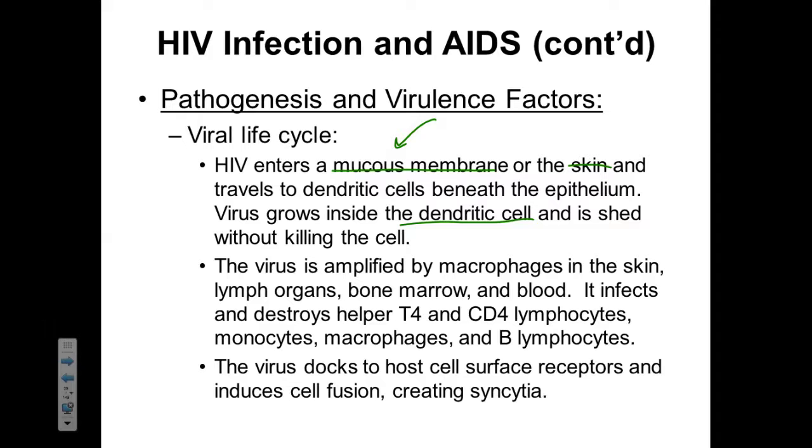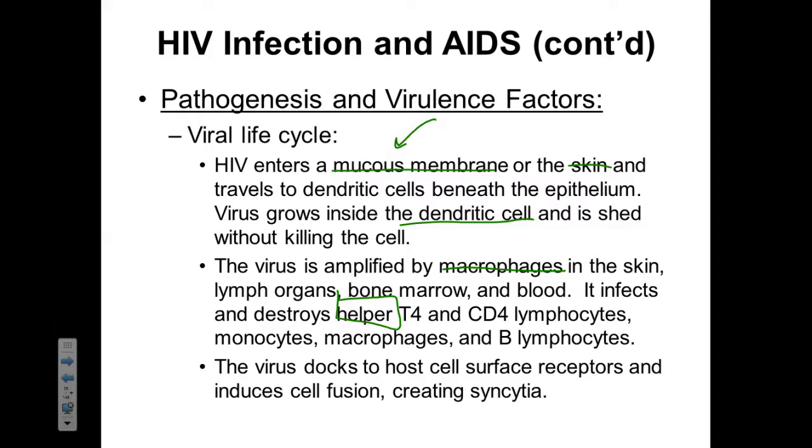As that virus is amplified, it's going to reproduce within macrophages in the skin and within the lymphatic organs, bone marrow, and blood. It's going to continue to preferentially infect cells that have both that CD4 marker and the CCR5 marker. Helper T cells are particularly hard hit by this virus. And as the helper T cell population within the body decreases, the coordinated adaptive immune response is also going to decrease as well.